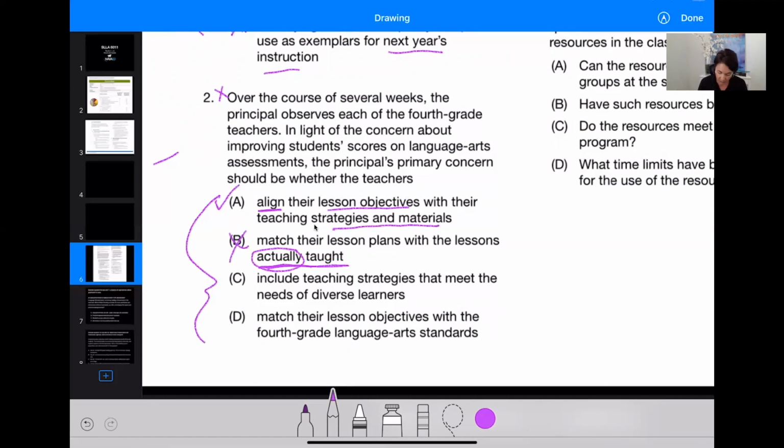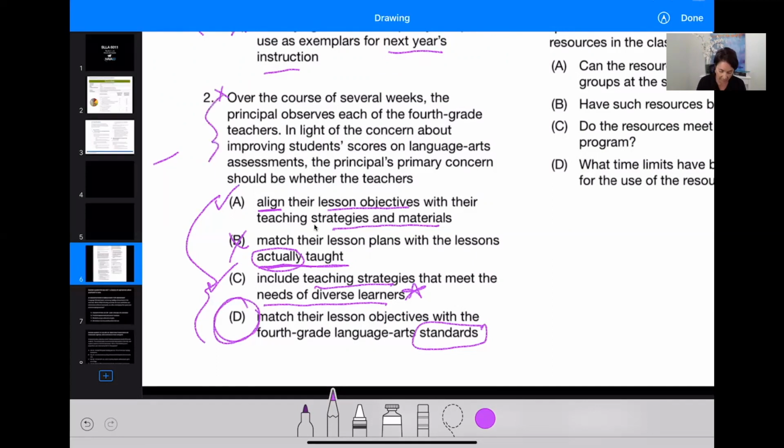C, include teaching strategies that meet the needs of diverse learners. Okay, I like that. Teaching strategies and to meet the needs of diverse learners. Those are good words there. Okay, so I'm going to keep C. And let's look at D. Match their lesson objectives with the 4th grade language arts standards. Standards trumps every single other answer choice on here. It supersedes all other things. So this is going to be my number 1 moving forward.